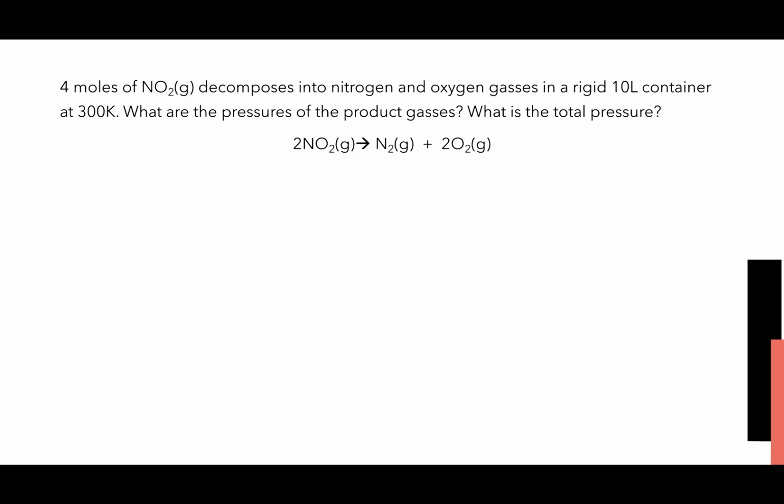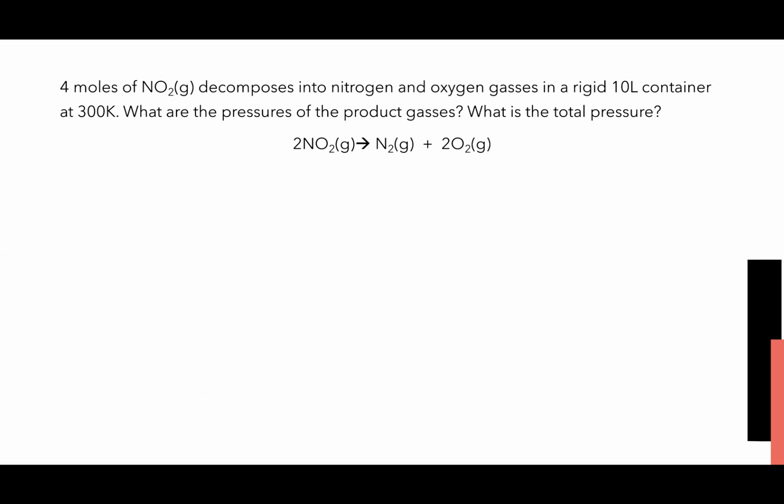Here we go. So an example here, 4 moles of nitrogen dioxide decompose into nitrogen and oxygen gases in a rigid 10-liter container at 300 Kelvin. What are the pressures of the product gases? And what is the total pressure?